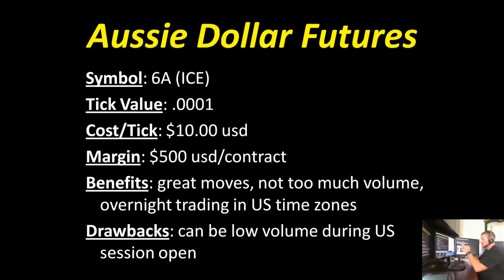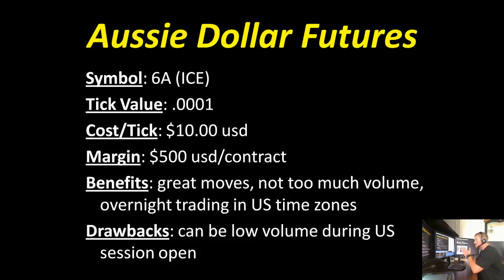It's going to tick at 0.0001 per tick. The cost per tick is $10 per tick, and it's going to require about $500 USD per contract. So a very low margin, all right, and of course, trade 4 lots, you'll only need 2,000 USD. So you don't need a big contract, guys. You don't need a lot of money in your account to trade the Aussie dollar.